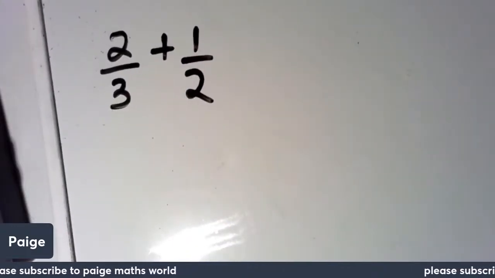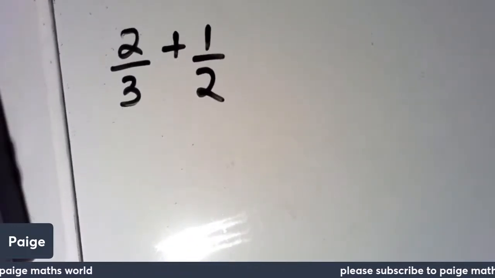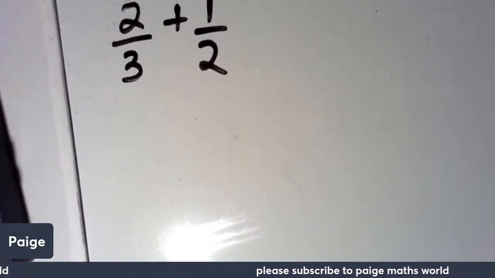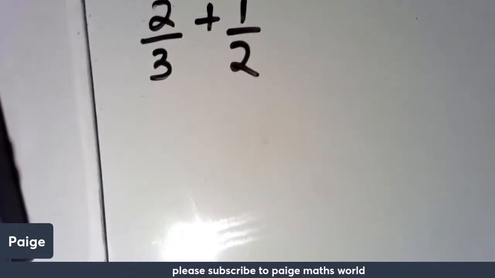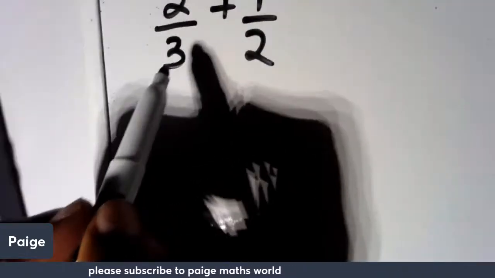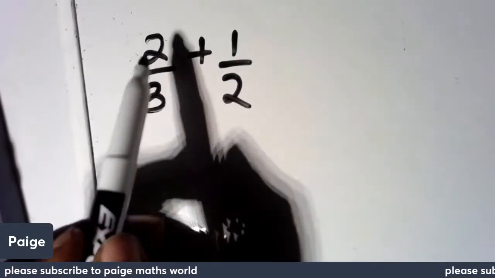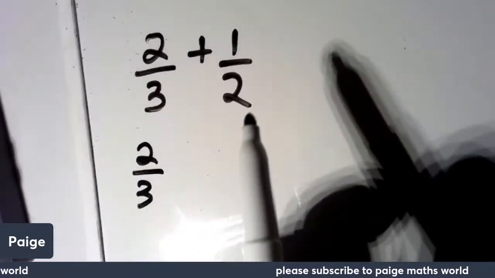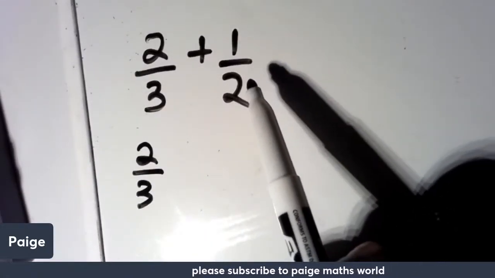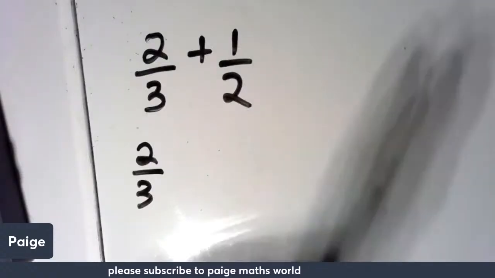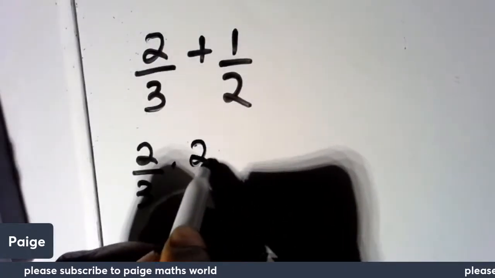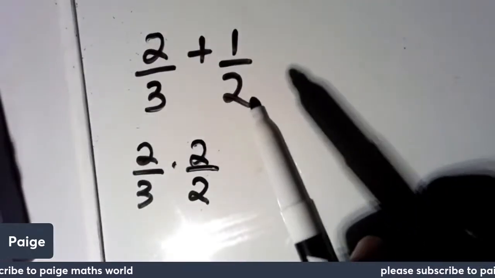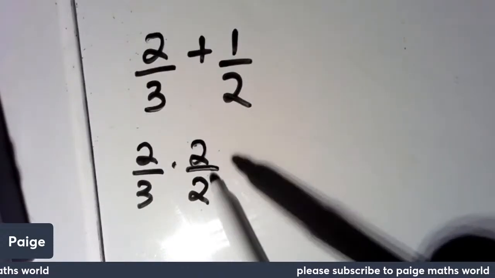Now, with this method, it's a bit lengthier, but you are going to get back the same answer. You're supposed to get the same answer. All right, so we're going to take our first fraction, which is 2 over 3. And when we look at the second fraction, we're going to take the denominator and multiply this fraction by that as a fraction as well. So we're going to put this 2 over 2.